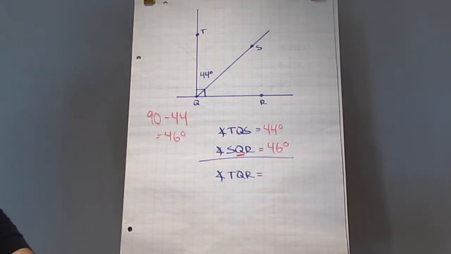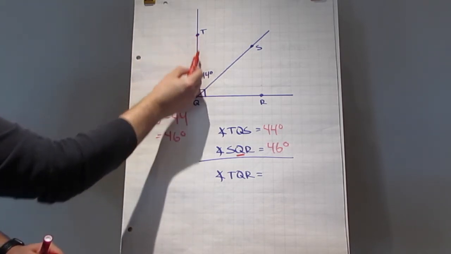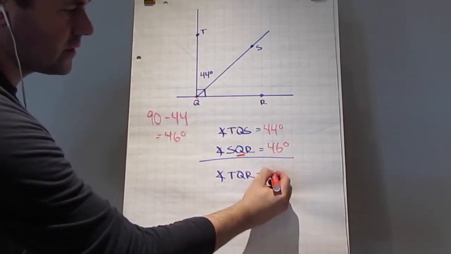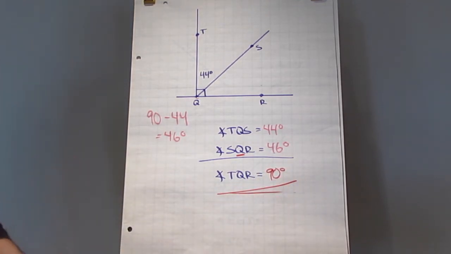Now, the last thing you were asked to look for is angle TQR. And that hopefully was fairly straightforward because as you look from T to Q to R, we see that that is equal to 90 degrees. So 90 degree angles are complementary angles.